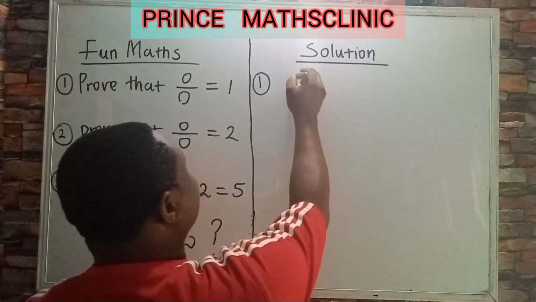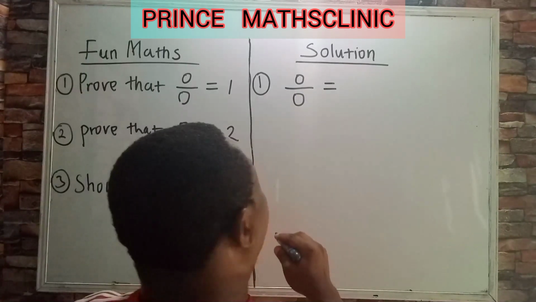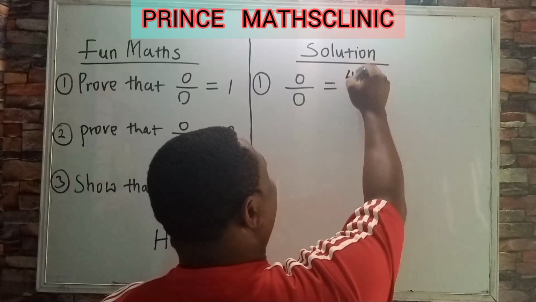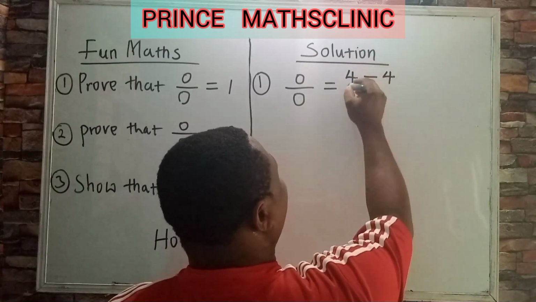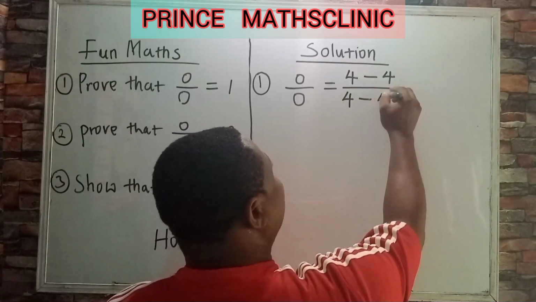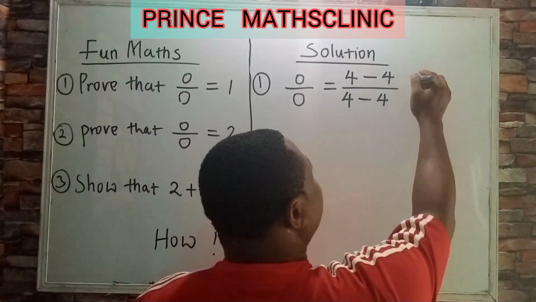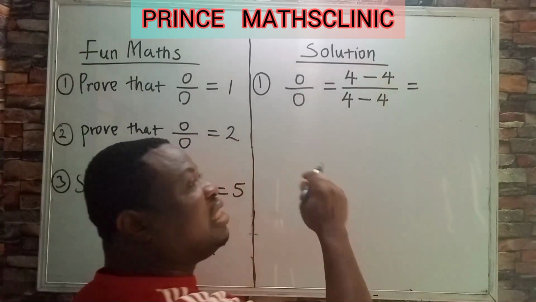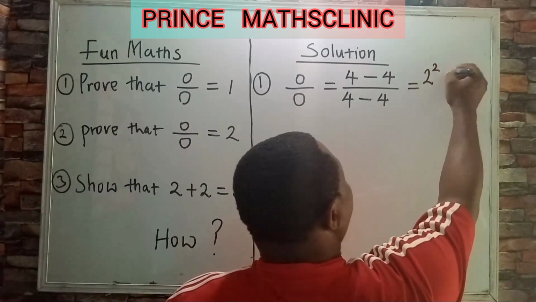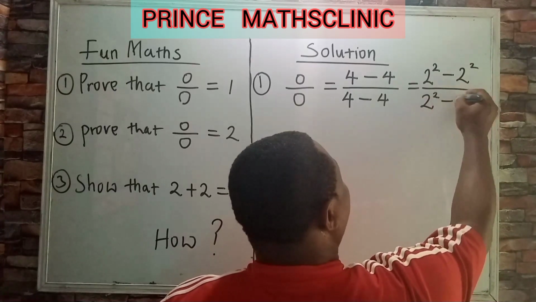For the first one, 0 over 0 is the same thing. I want to pick two numbers. I want to pick 4 minus 4. I know that 4 minus 4 gives me 0. And I will also write 4 minus 4 here as 0, right? Good. Why am I picking this number? Because they are numbers that I can easily find their square root. So 4 is the same as 2 squared, and 4 is the same as 2 squared, so 2 squared minus 2 squared.